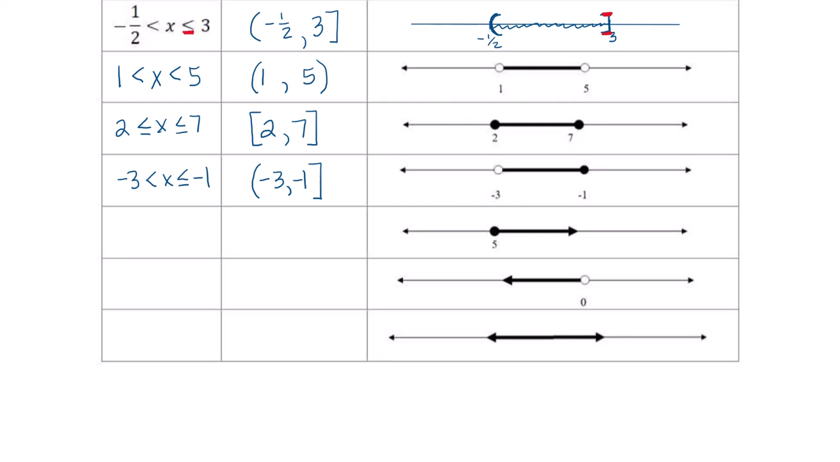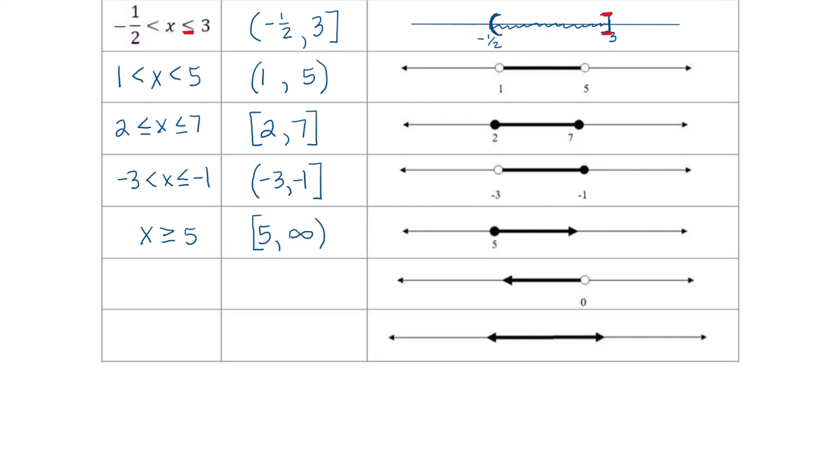On the next set, I'm starting with the leftmost number of 5 and shading to positive infinity. Again, parenthesis on any infinity that we have. With this set, 5 is shaded in, so it is included. In inequality notation, it's going to be x greater than or equal to 5.